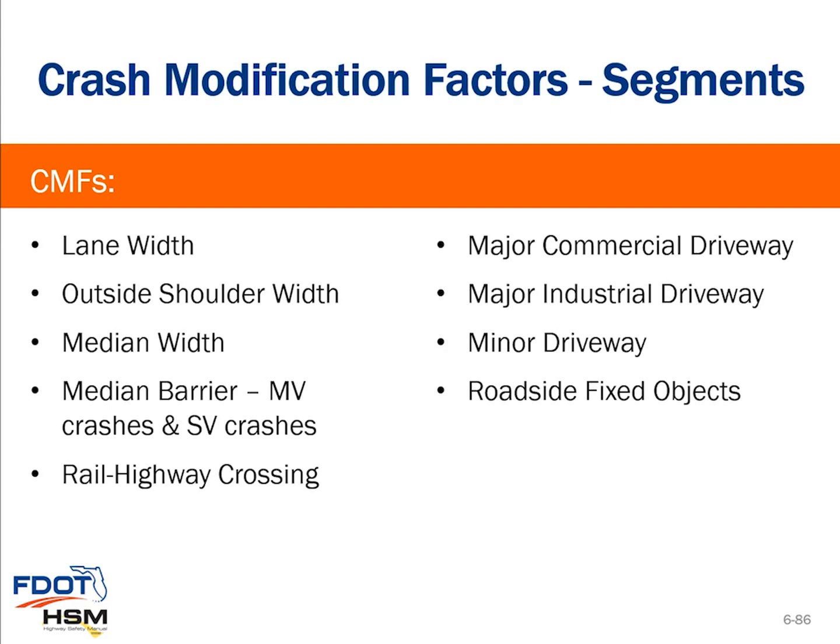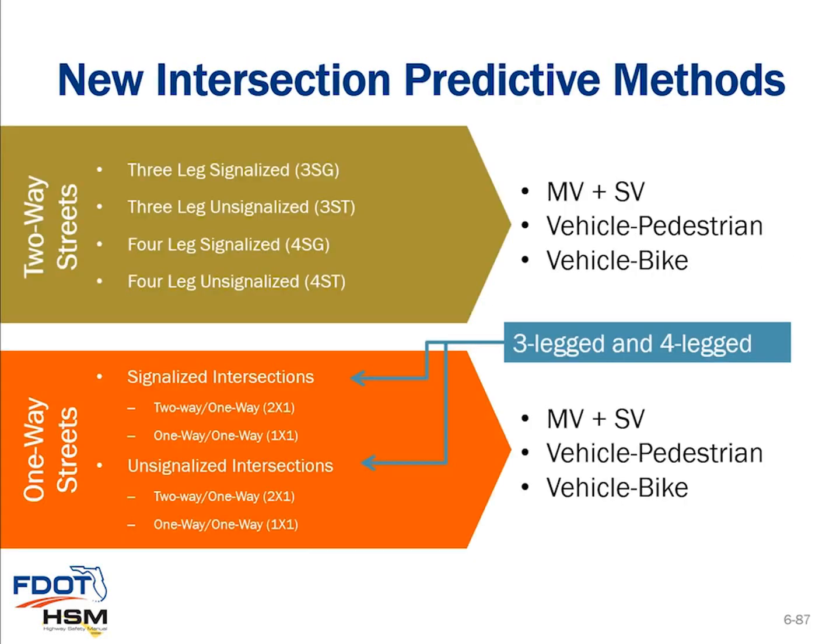Looking at the intersection predictive models, these have also been expanded a little bit. They now will cover all the 6 and 8 lane conditions, but the same basic 3-leg, 4-leg, signalized, unsignalized intersections, and also for the first time we'll have one-way street intersection predictive models, looking at 3-legged and 4-legged unsignalized intersections and signalized intersections on one-way streets. Again, it's the multi-vehicle, single vehicle, vehicle-pedestrian, vehicle-bike type of calculations that we've previously done and demonstrated in this webinar.